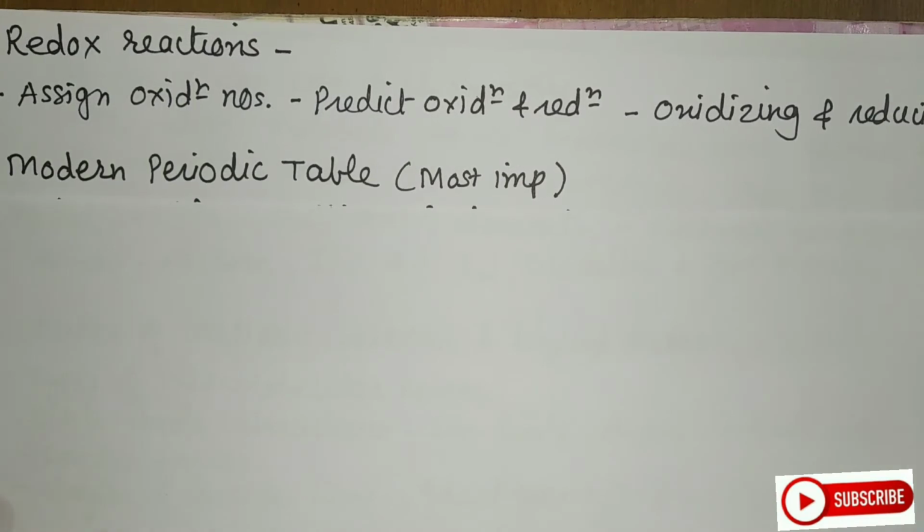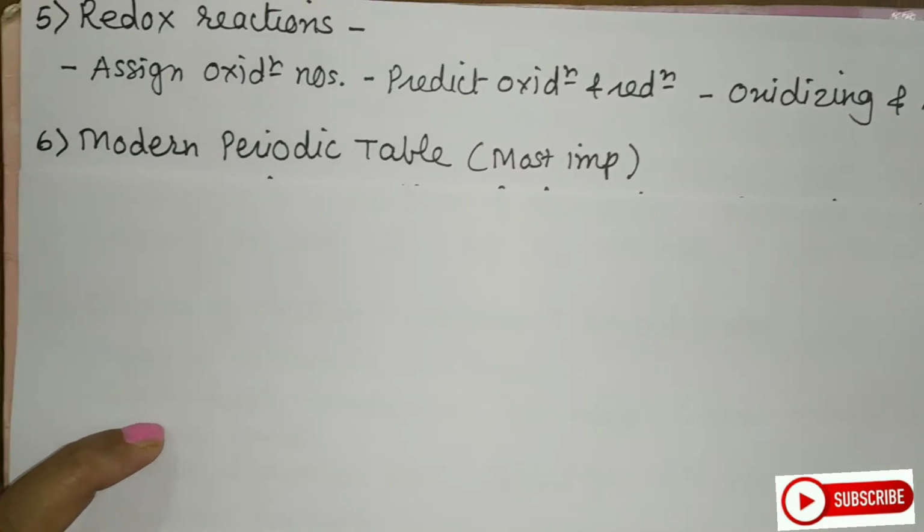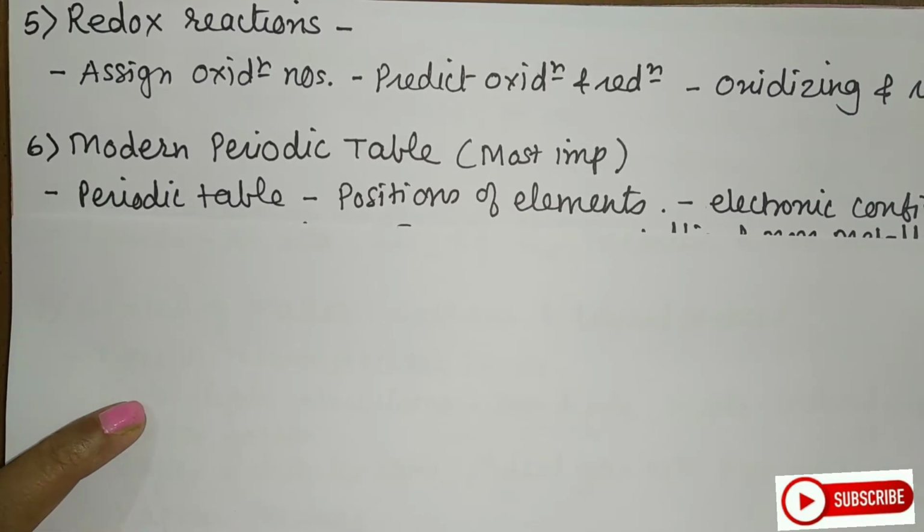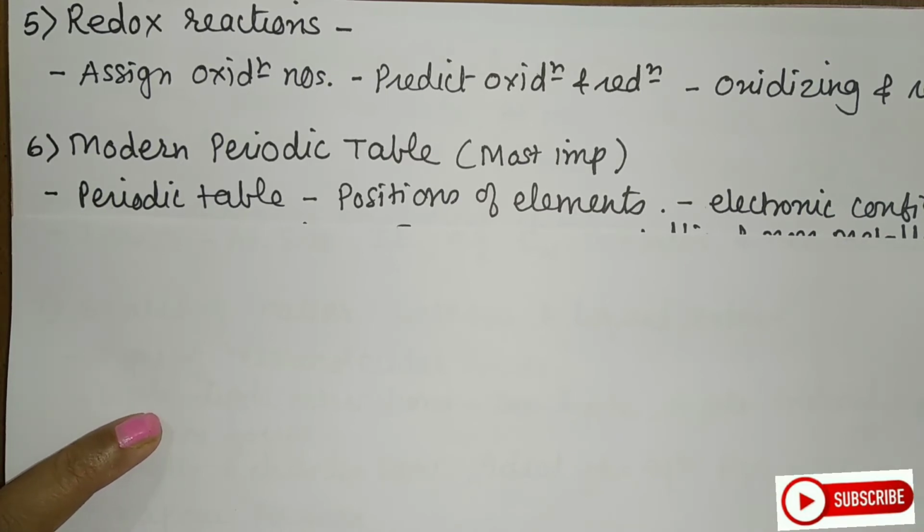Next chapter is the modern periodic table. This is a very important chapter. You must know the complete periodic table, the position of the elements in S, P, D and F groups, and their electronic configurations, as again I will say, in long form as well as condensed form.